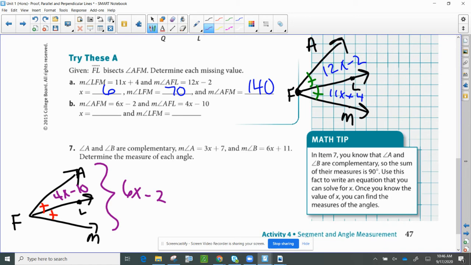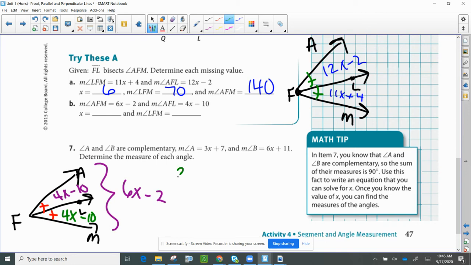So again, make sure you're drawing pictures with the given. It's going to help you a lot in the long run. Okay, so now let's solve this. If we have congruent angles here, that means this angle is also 4x minus 10. So a couple of ways we can set up our equation. We can just add 4x minus 10 plus 4x minus 10.